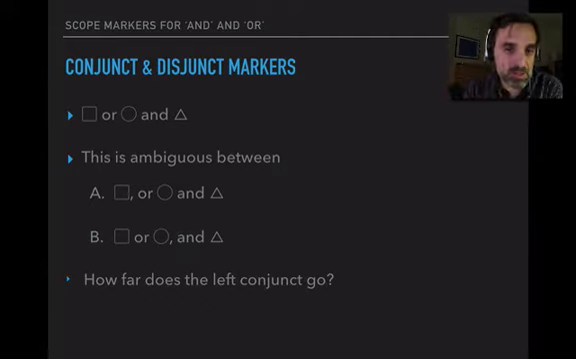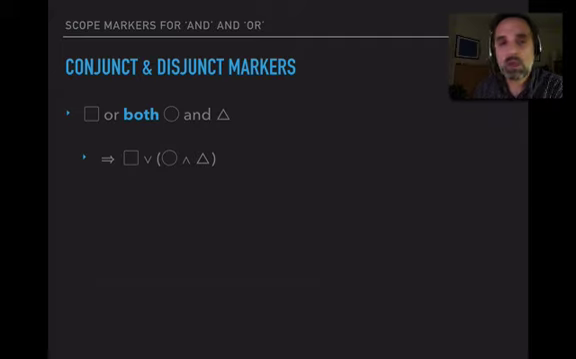There's nothing that tells us what the and hooks onto. Does it hook onto just the circle that's right next to it, or does it hook onto the whole? There are a couple of sentences that end right next to the and. The circle ends right next to the and, but also the sentence box or circle ends right next to the and. And between those two sentences which end next to the and, we don't know which one the and is supposed to hook onto. We can use the word both to resolve this problem.